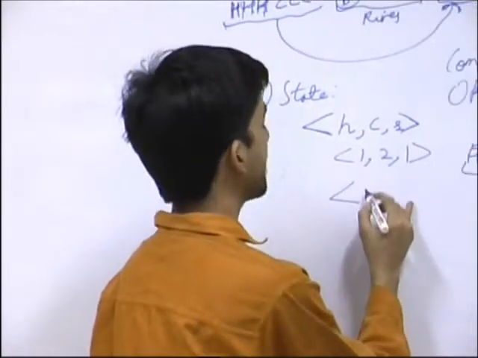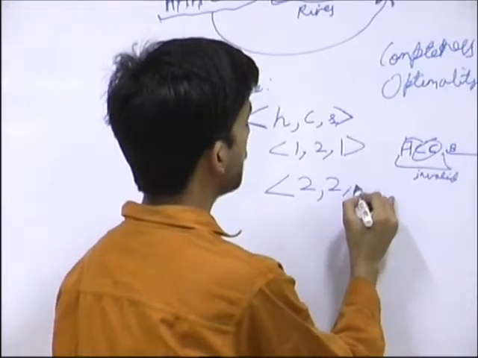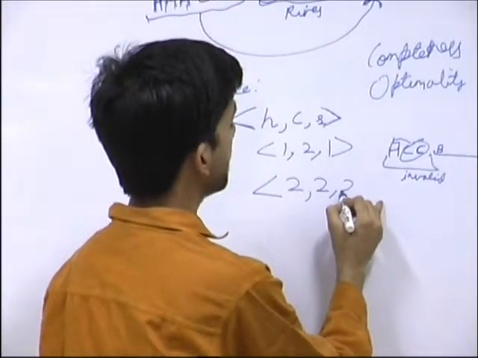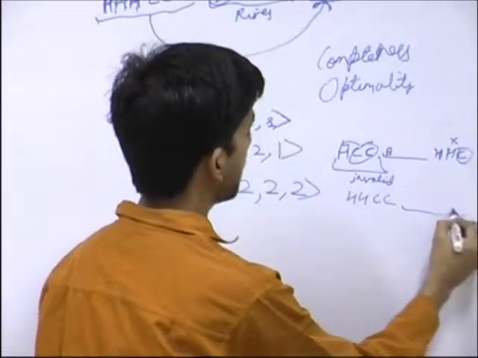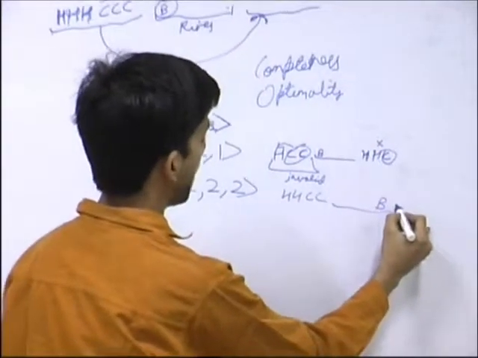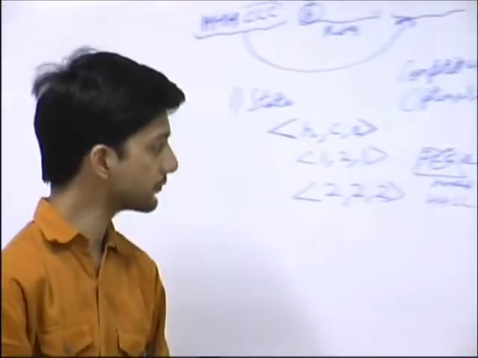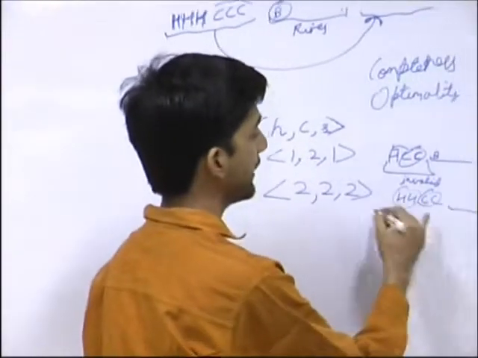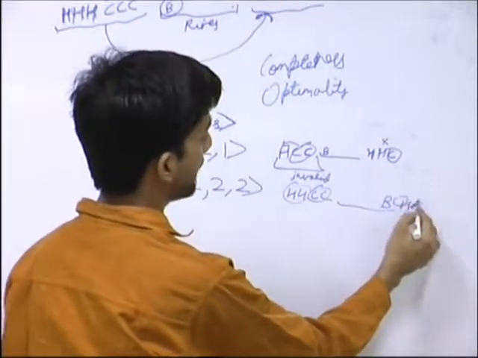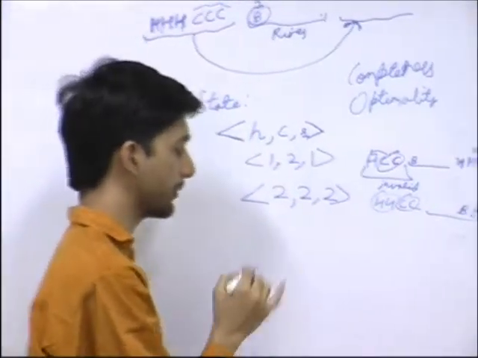Let me take another example. I say 2, 2, and let's say the boat is on the other side. So I have H, H, C, C, and the boat over here, and I have an H here and a C here. Looking at the C and H balance, here 1 and 1, that's okay, and over there 2 and 2 with the boat, so there is no problem with the state over here.